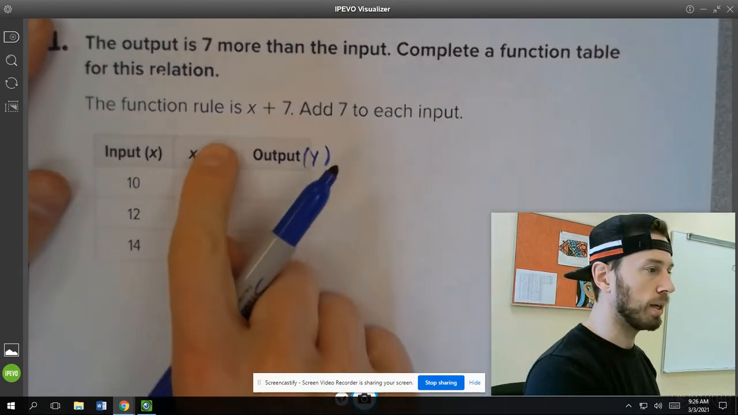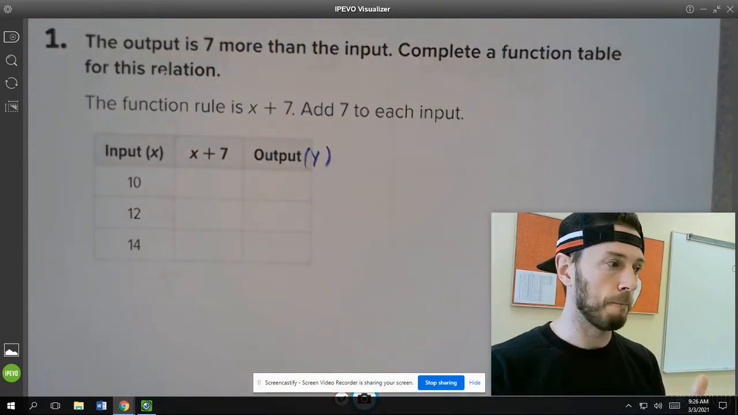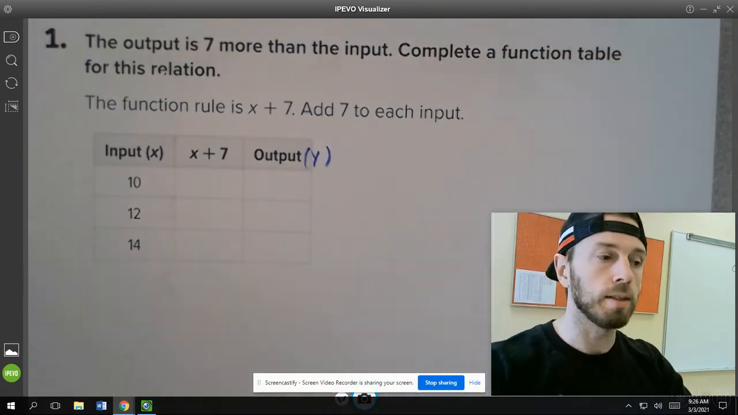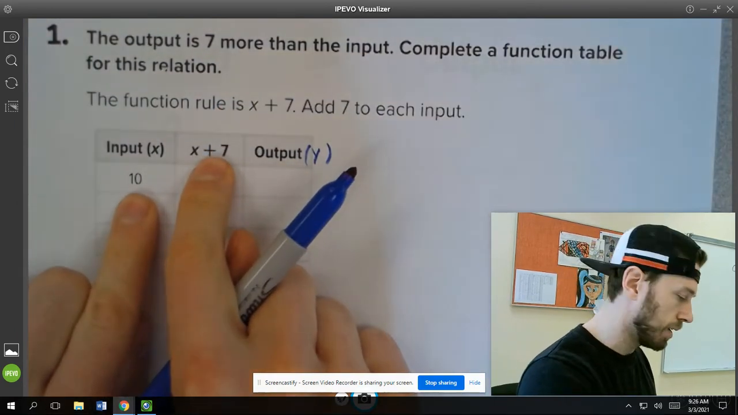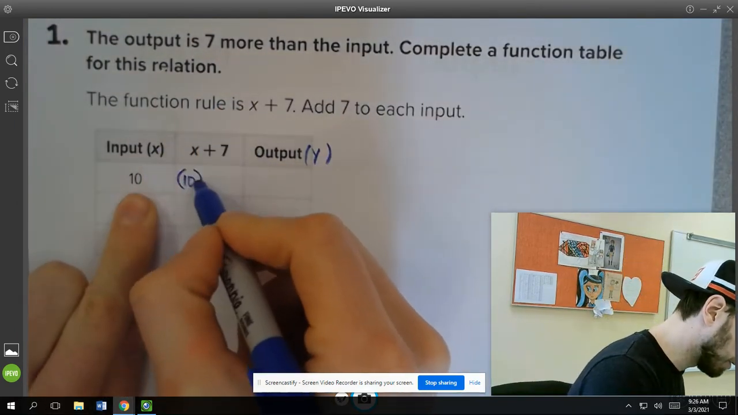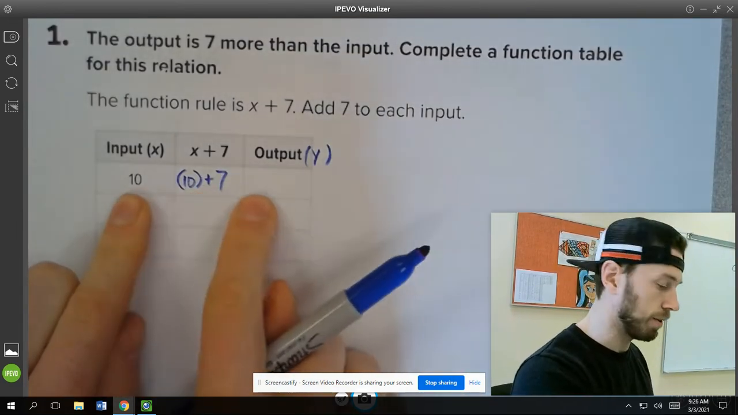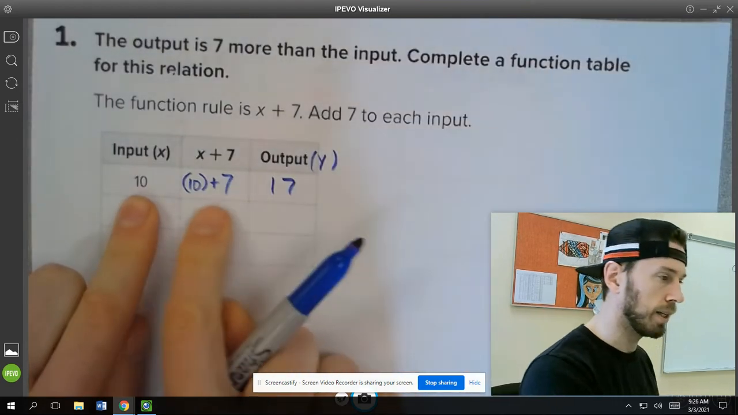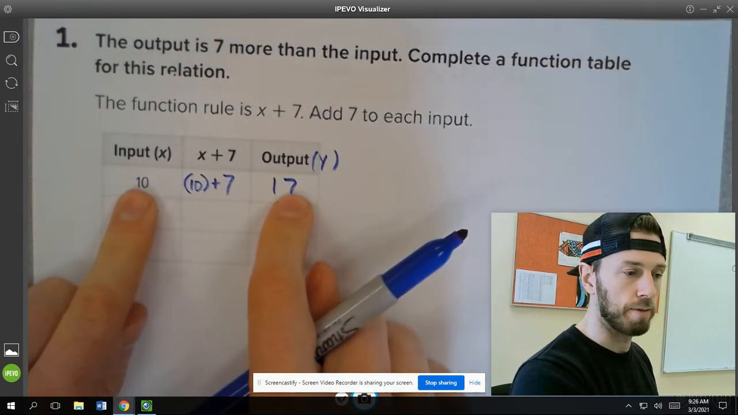So if the function rule is x plus 7, then all we have to do, just like what we did with expressions, is substitute in. If the function rule is x plus 7 and I tell you that x is 10, then all you do is put in a 10 where the x is, and then really it's 10 plus 7. And what is 10 plus 7? 17. So if the rule is x plus 7 and your input is 10, then your output is 17.